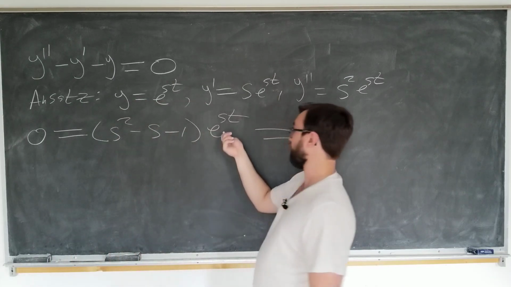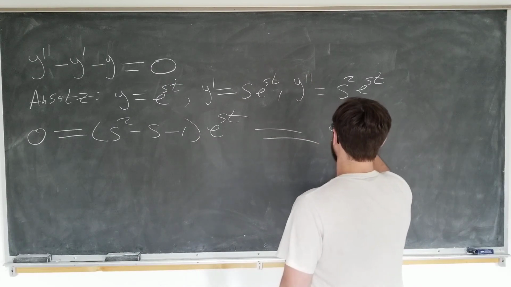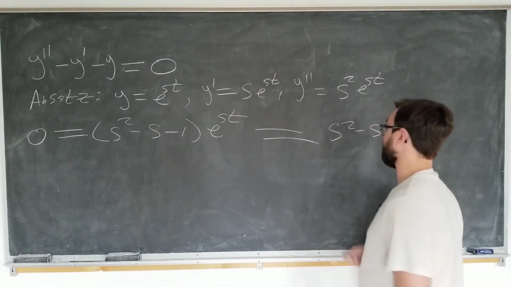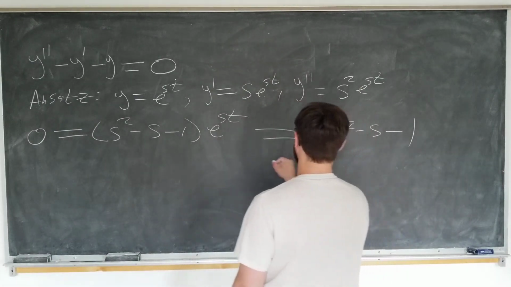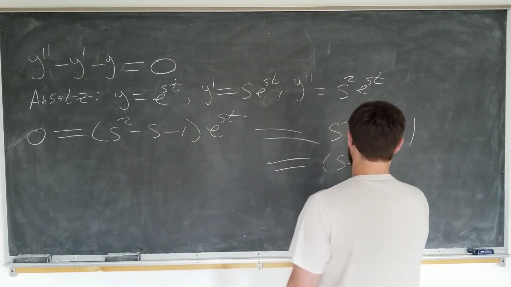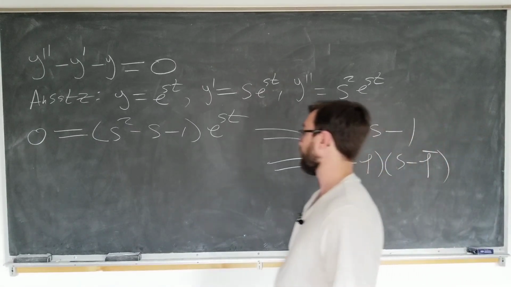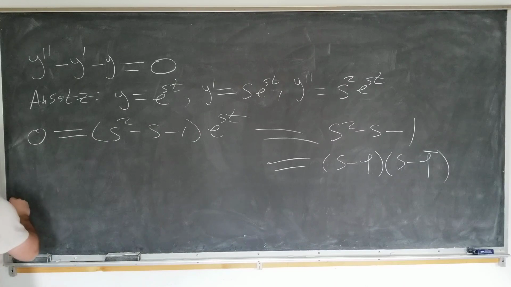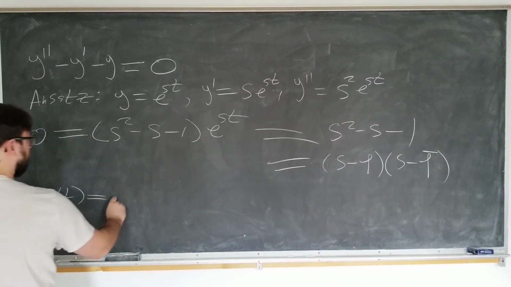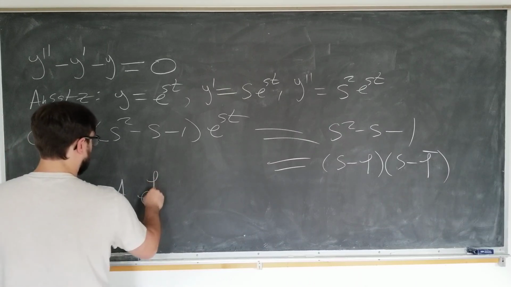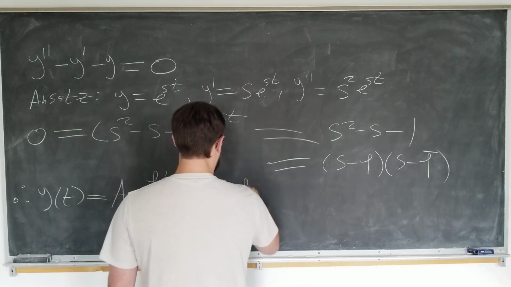Since e to the st is always greater than 0, we can definitely just divide it out. So this is just s squared minus s minus 1, which does have a solution here of s equals phi and s equals phi bar. Same thing. Now we can just go ahead and write down our solution right away. y(t) is equal to some constant times e to the phi t plus some other constant times e to the phi bar t.